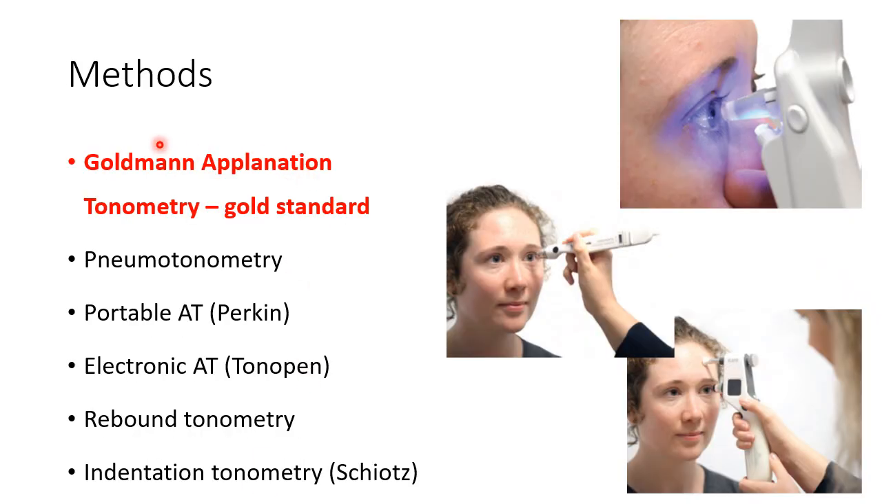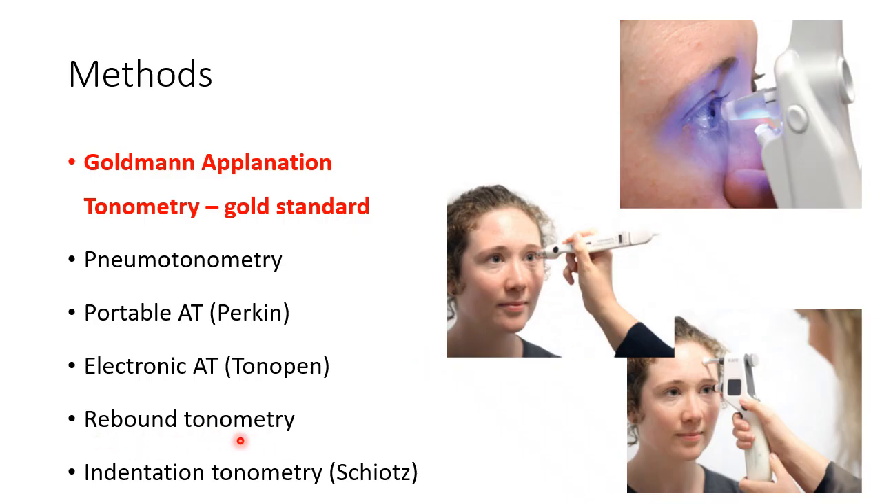So just some methods. We know that now that the Goldman applanation tonometry is the gold standard. There are some other methods. Pneumotonometry, in which instead of a probe on the eye, pneumo or air is used. Then there is a portable form of applanation tonometer known as the Perkins tonometer. This one is the Perkins tonometer. It's basically a portable modification of applanation tonometry. Then electronic modification, which is in the form of a pen. This is a tono pen.